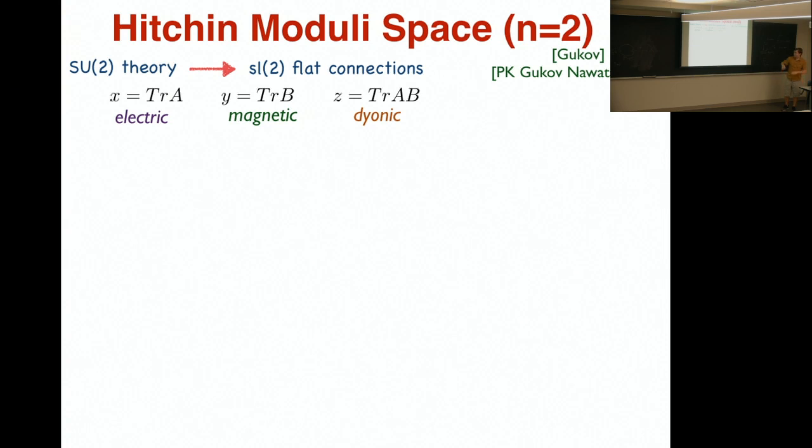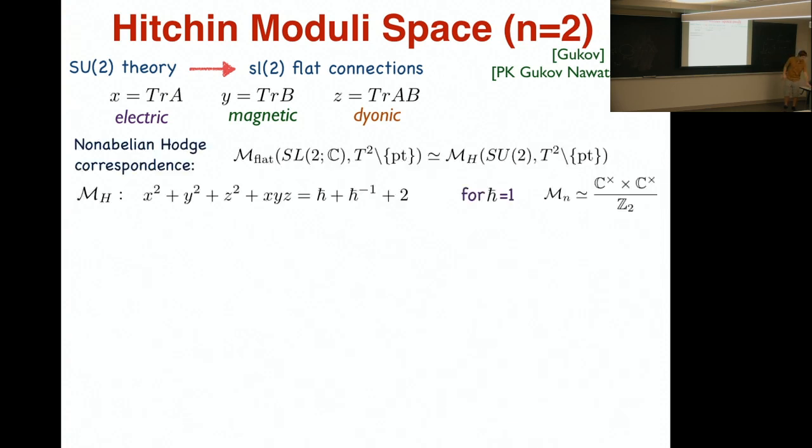Okay, if you work out the algebra, the equation for the flatness condition looks like this. So this is the so-called Markov cubic. See, it's a cubic in C2, right? There's a cubic equation over here, which you can, after we apply this non-abelian Hodge correspondence, let me not go into that. The moduli space is some algebraic variety like this.